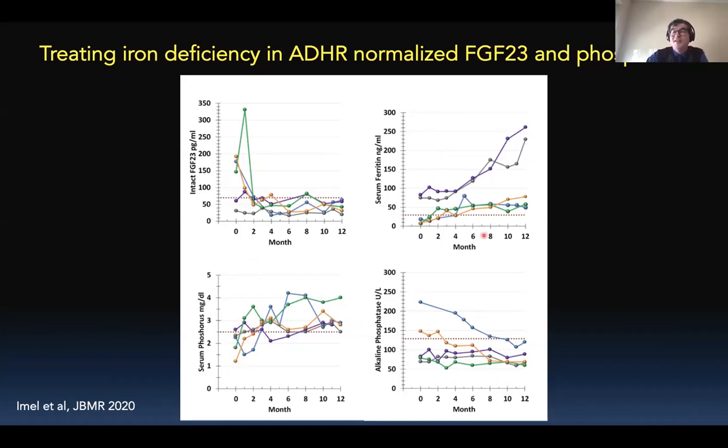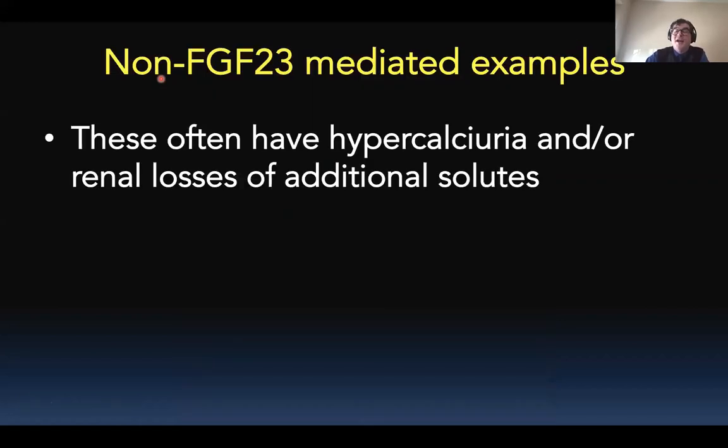But this is important because here what we're saying is that if they have iron deficiency, if you treat the iron deficiency for ADHR, it appears that might eliminate the rest of the problem just by treating an underlying deficiency. We're not advocating for high iron levels though, because that has its own set of complications and problems.